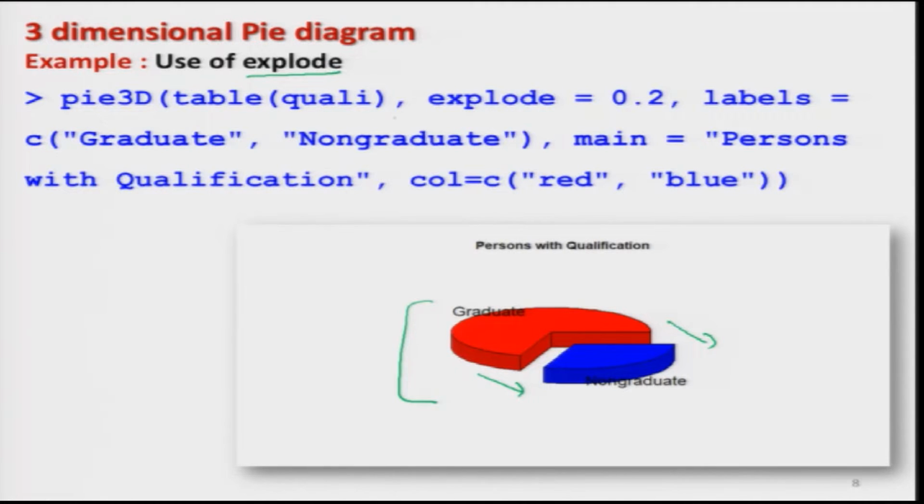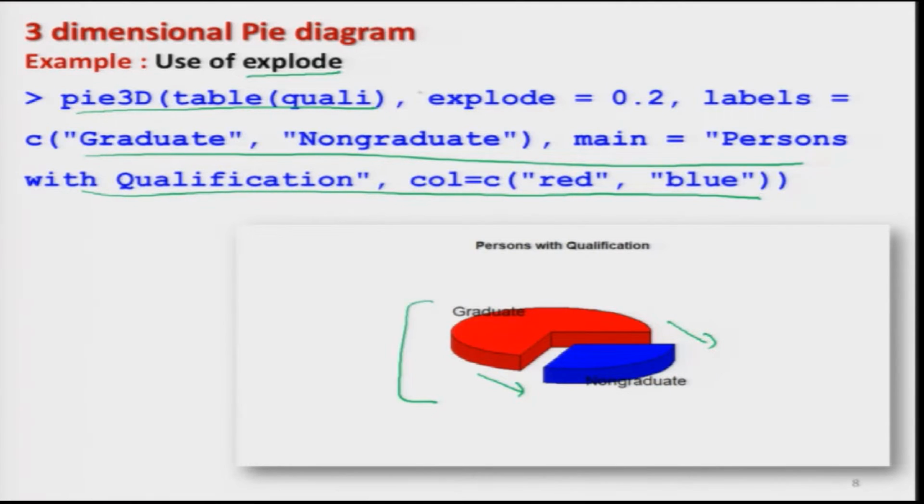So, you see in this command, which is the same as the earlier one, I am now adding a new parameter explode, all in small letters, equal to 0.2. Actually, this 0.2 is the factor that decides how much separation you want. For example, in this case, this is the space between the two slices or two slabs. So this 0.2 factor determines this.